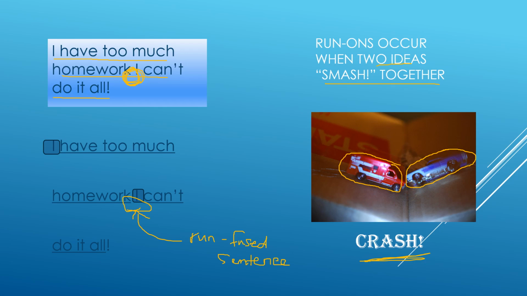We know they're two separate thoughts because here we have a subject, which is I, the pronoun I. Here we have a subject I. We have a predicate, have. Have is our verb. What is it that I have? I have too much homework, right? Over here we have I, our grammatical subject. And we have can't do, right, as our verb. Can't do it all, right?